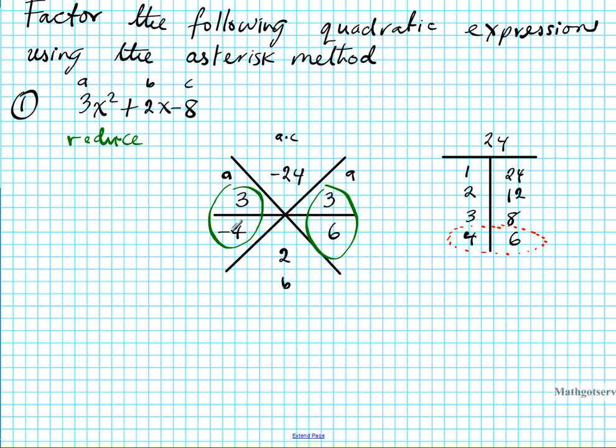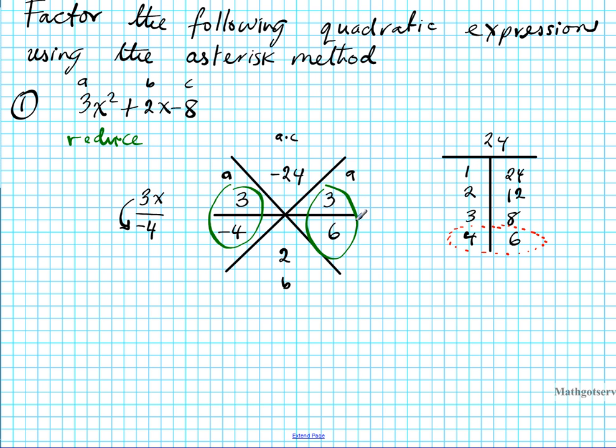Okay, so can I reduce this? These two are co-prime, so I just take them as they are. I'm going to put a 3 and then a negative 4, and I'm going to put an x on the top one. Okay, and then we're going to be reading downwards like this.